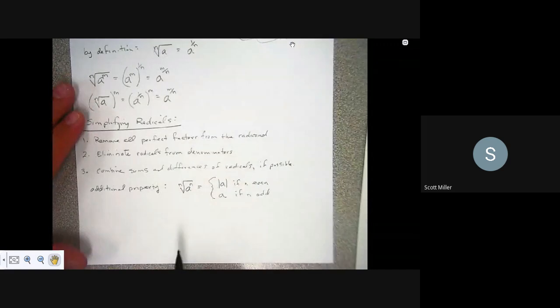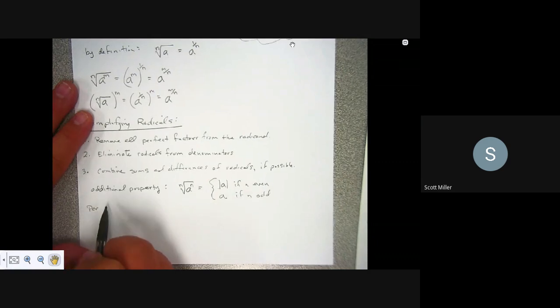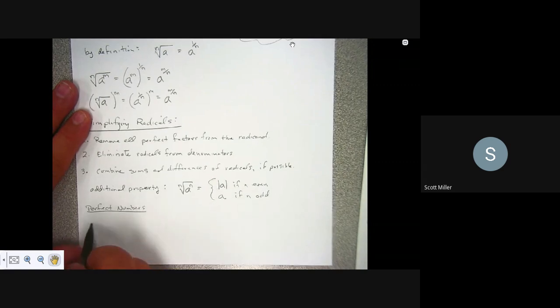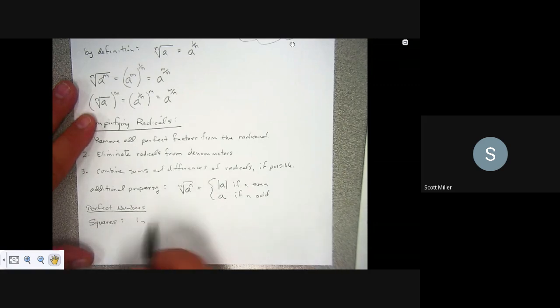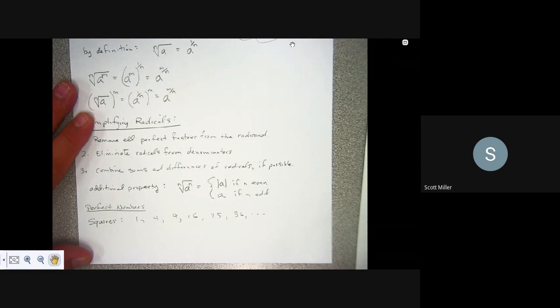You'll notice in part 1 it says perfect factor in a radicand. Well, what are those things? Let's talk about those. We'll look at a couple of them, and you can expand the same concept. Perfect numbers, otherwise known as perfect squares for our purposes right now, are used for square roots. Perfect squares are 1, 4, 9, 16, 25, 36. Hopefully you see a pattern emerging here.